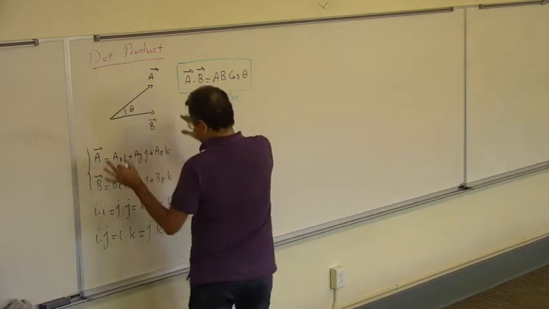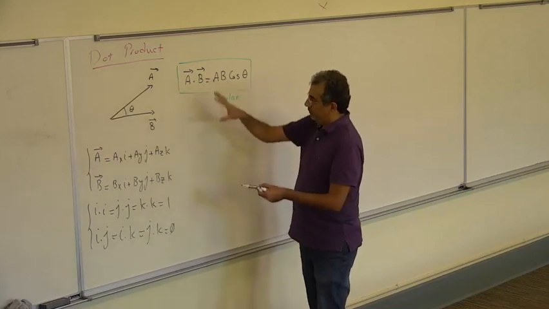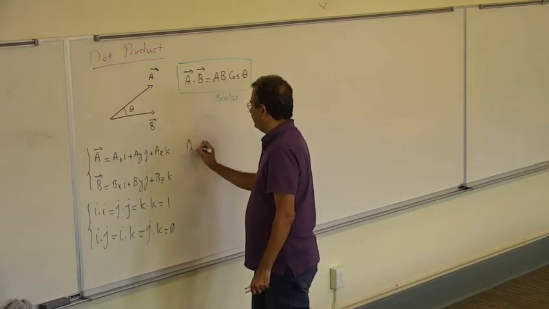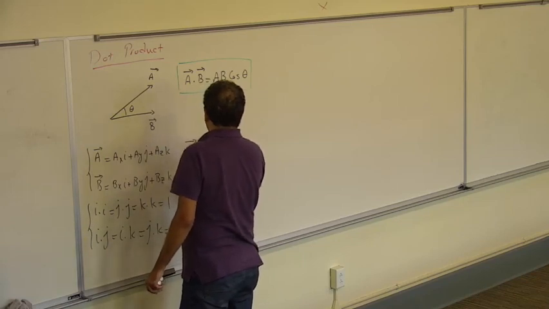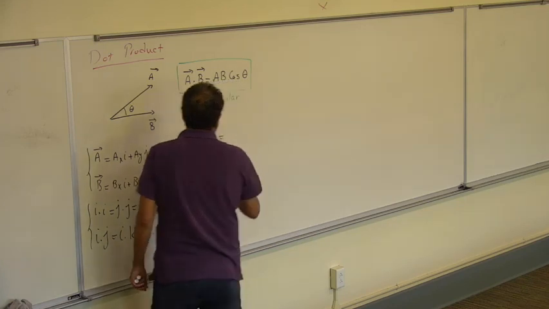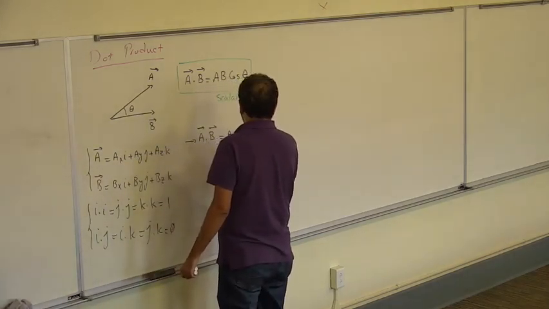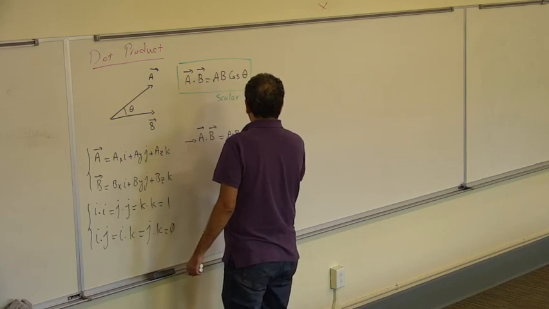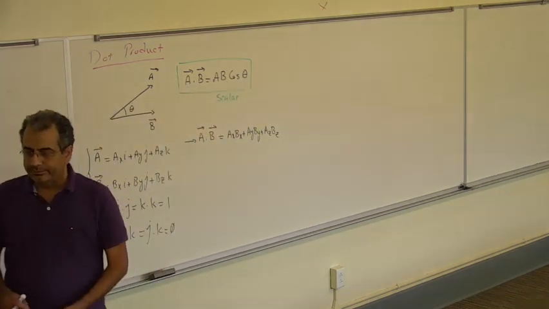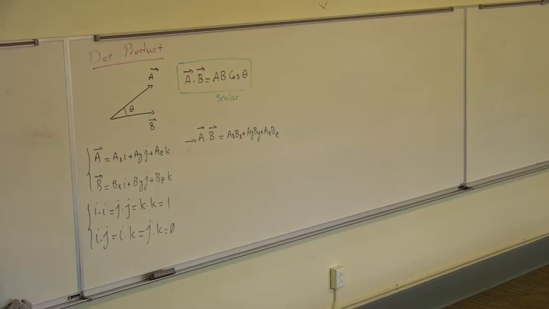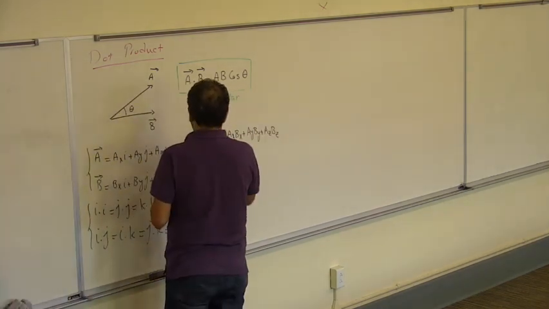So if I put these conditions together and write A dot B, I can say that A dot B is going to be A_x B_x plus A_y B_y plus A_z B_z.